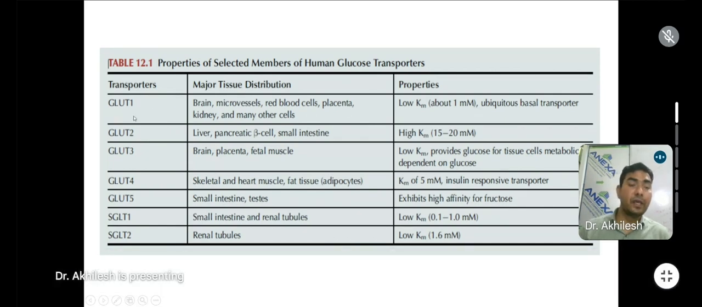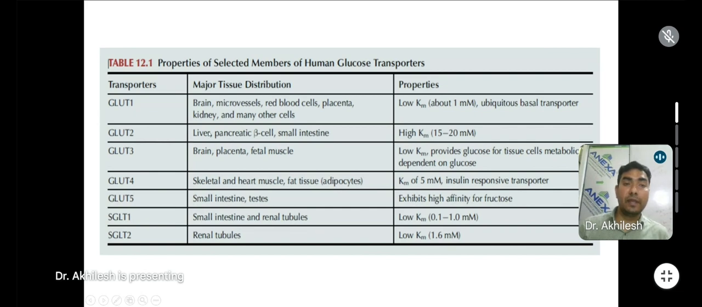GLUT1, as I said, is in the brain and other parts of the body which constantly require energy, and similarly they have a low Km. Km is the Michaelis-Menten constant, so low Km means high affinity with the substrate, and high Km means low affinity. However, somebody will take an enzymology lecture and will educate you more about the Km.